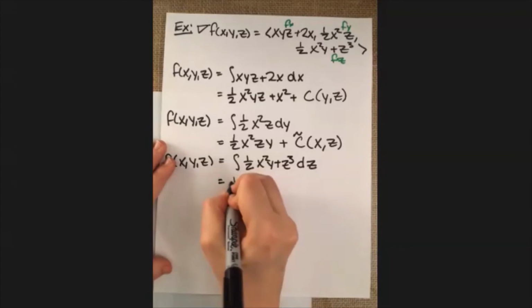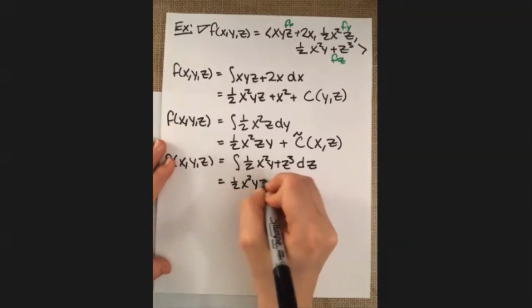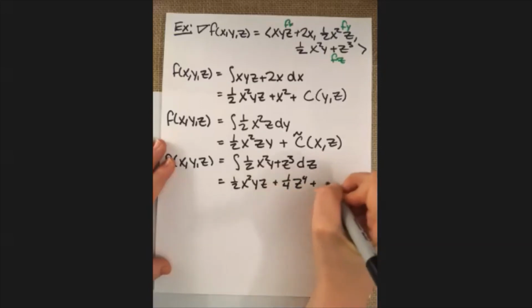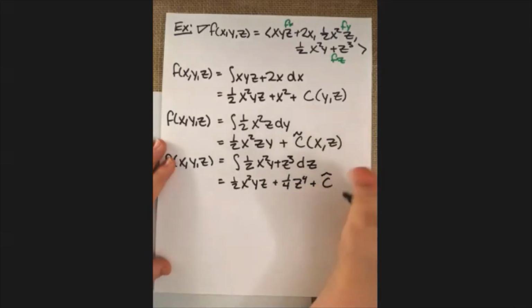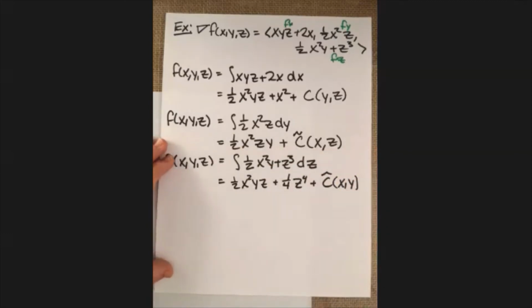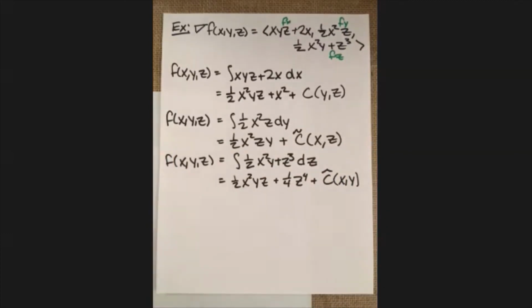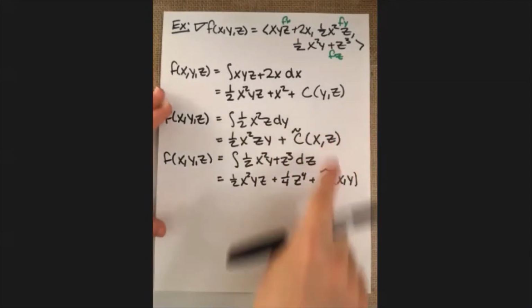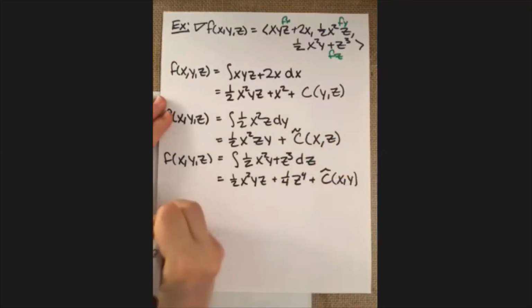And this is going to be equal to 1/2 x squared yz plus 1/4 z to the fourth, and then plus some unknown function, I'll call it c hat or something, of x and y. Just like that. Okay. So now at this point, we're going to go down the line, figure out what overlaps, figure out what we need to do to fill in these missing pieces.